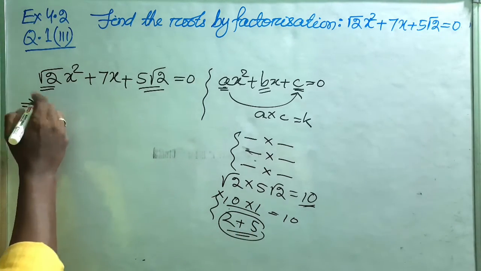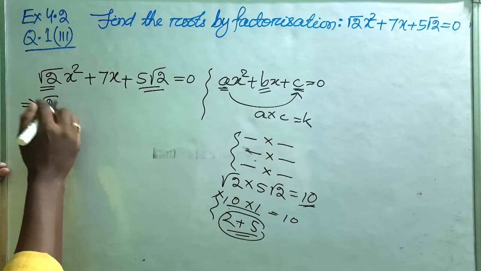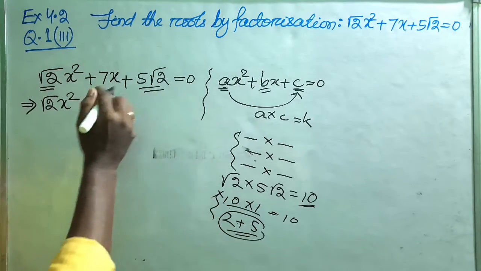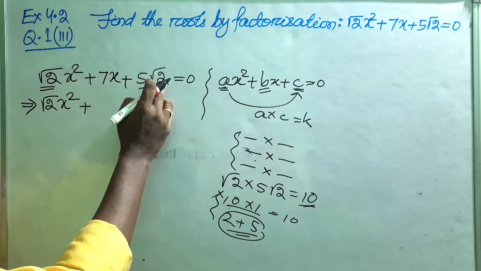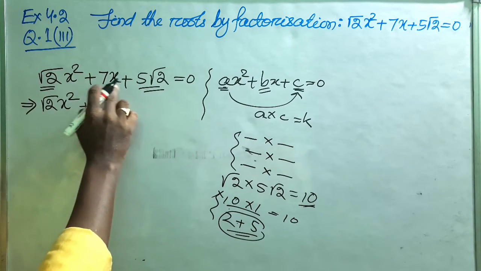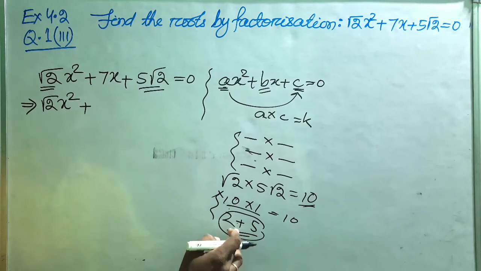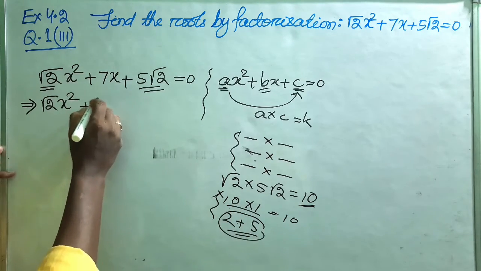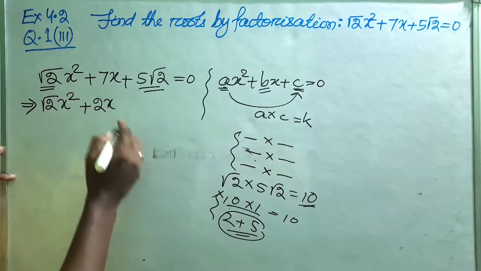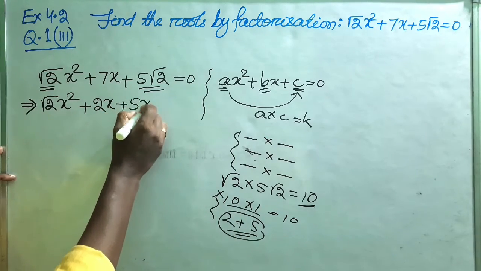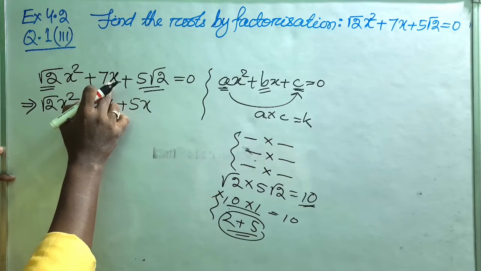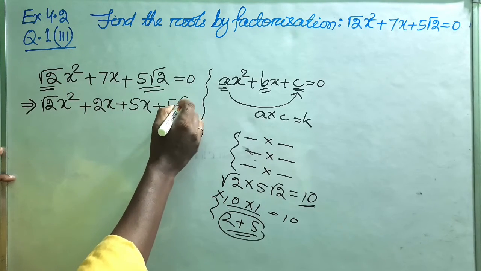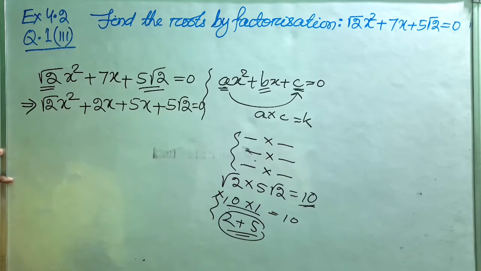So first of all you write the first term, this first term remains the same, and then this last term also remains the same. Only this term will be broken into these two forms. So you can write it 2x then plus 5x. Now this on addition will give 7x. Then you write the last term. Now this one equal to 0.